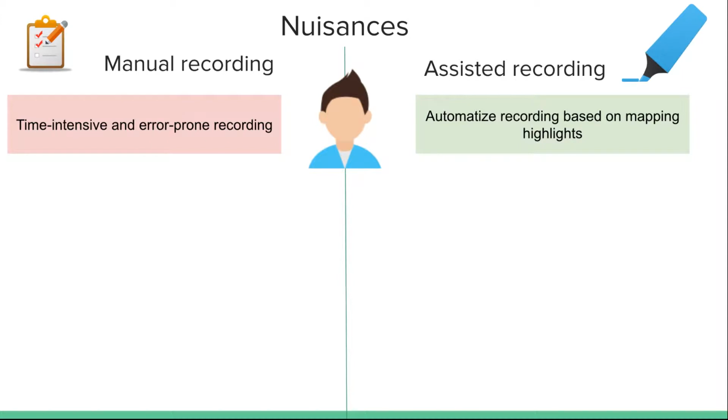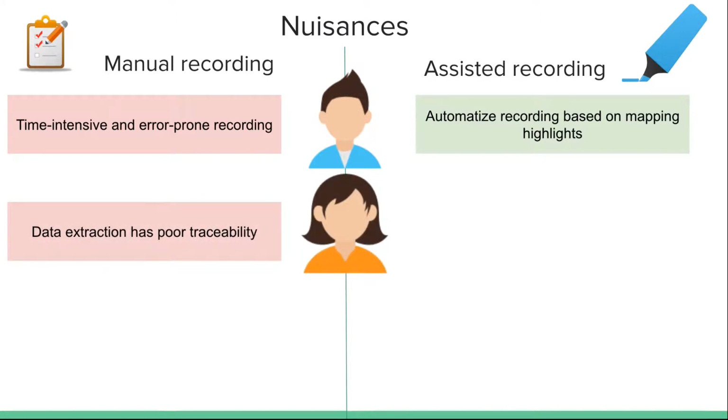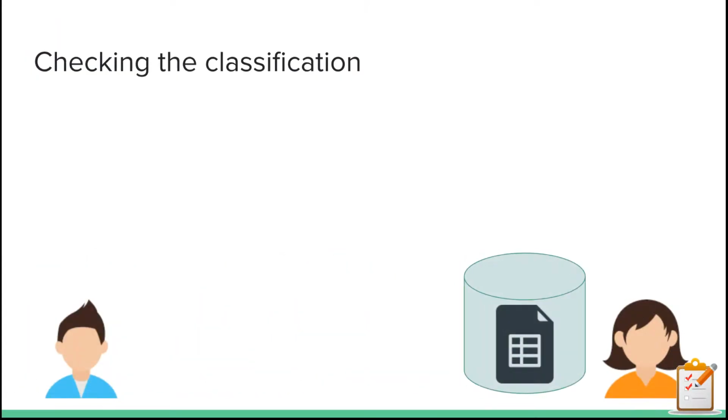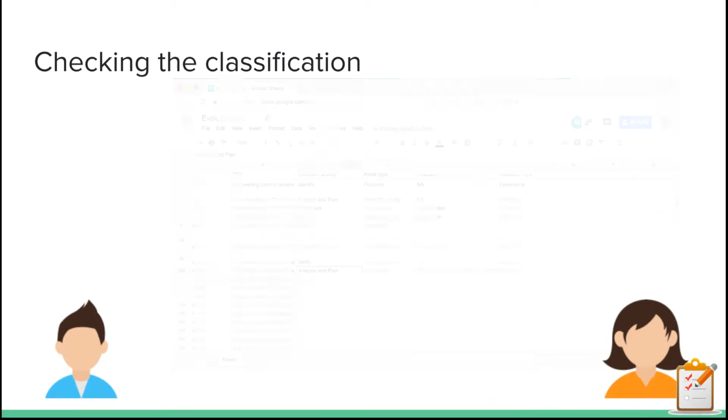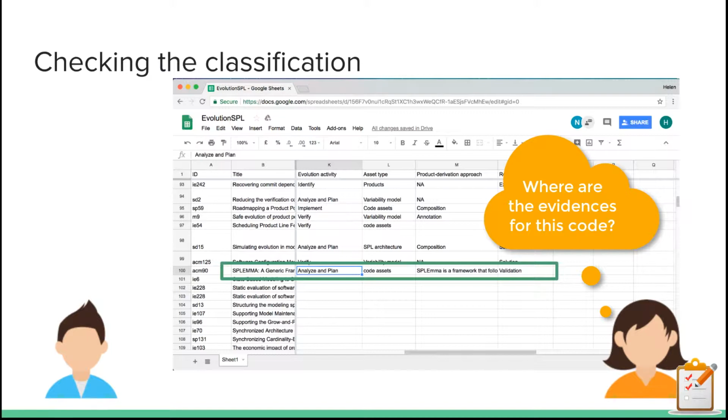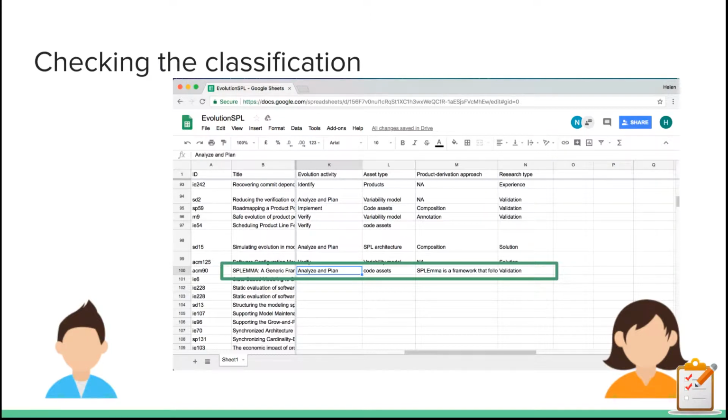To reduce bias, it is important to provide high traceability to the rationales on the primary studies. It will help Helen during data checking. But manual recording usually offers poor traceability. Imagine now that Helen is checking the classification for a certain primary study. Helen looks at the spreadsheet, but she is unable to check the classification only using the codes. Sometimes she needs the rationales used by Nate.